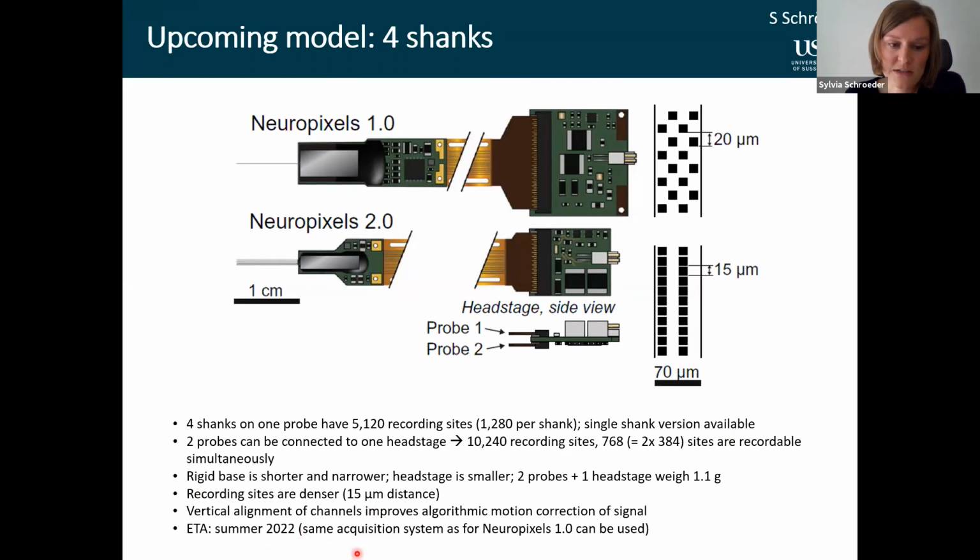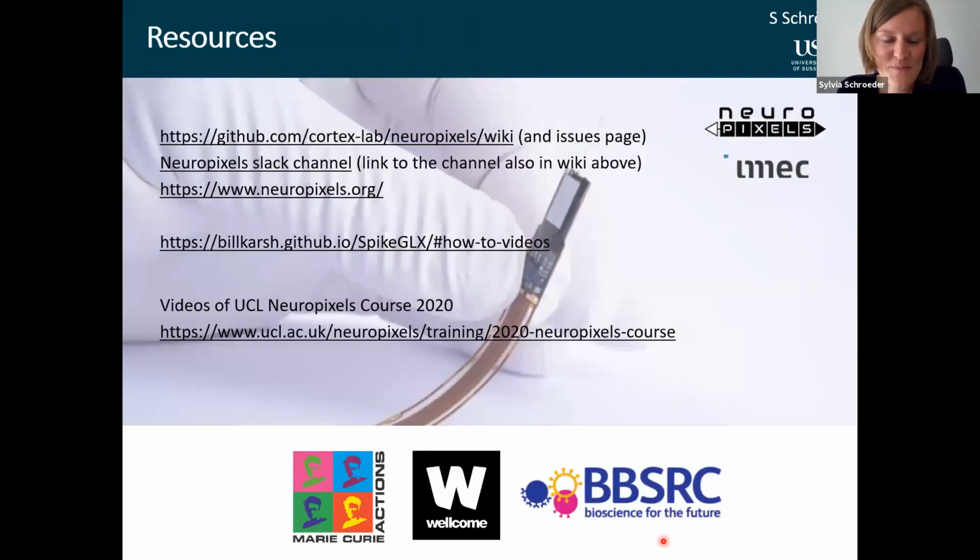These probes are, however, not available yet, but will probably come out next summer and will be available then to be used by anybody. And here's the list of resources I really want to give you. So here's the wiki page for the Neuropixels GitHub. There's a Slack channel, Neuropixels site.